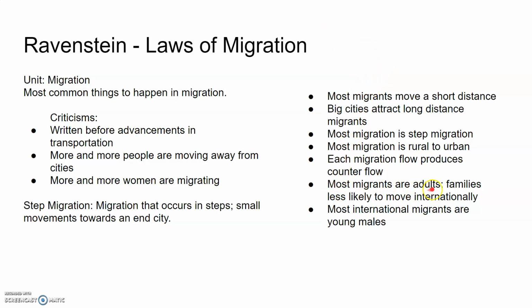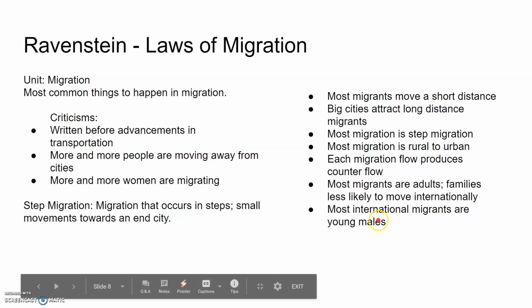And most migrants are adults, and this is because they probably have fewer ties, rather than families who have ties to other families and businesses, and socially it doesn't make sense for them to move very far distances. This is also because young males have fewer ties in places, and they're more likely to make new ones, and it's easier for them to make new ones.